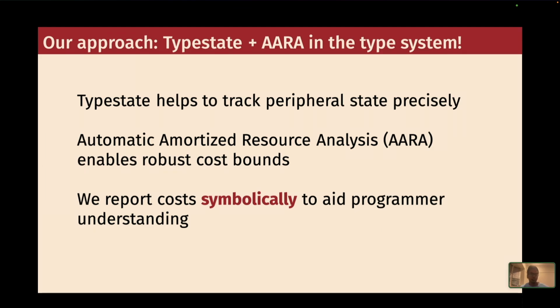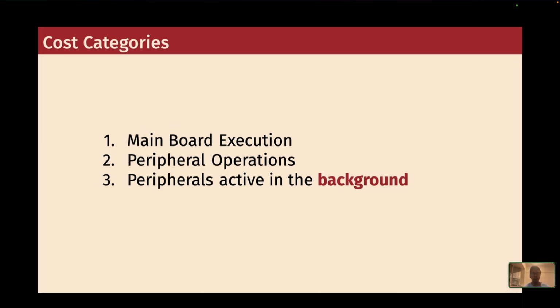So our answer to this question is yes. And today I'll present a type system called Heliod, which is able to do just this. It combines both type state and automatic amortized resource analysis to have precise peripheral state tracking and enable robust cost bounds. Importantly, we report these costs symbolically in order to aid programmer understanding. So how does our tool work?